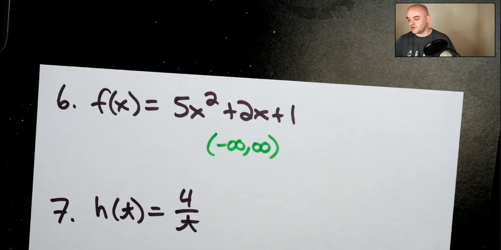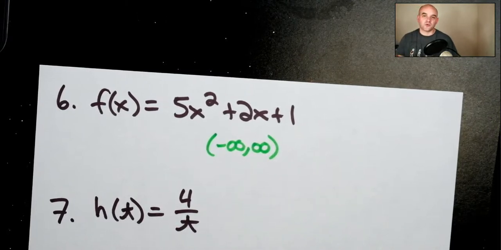Boom. Negative infinity to infinity. Make sure you write your answers in interval notation. Don't give me all real numbers. Write it out, going negative infinity to infinity.